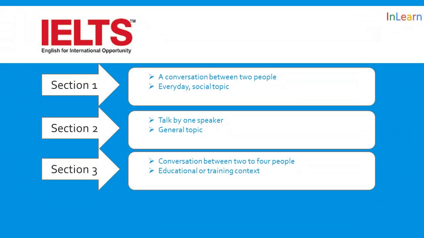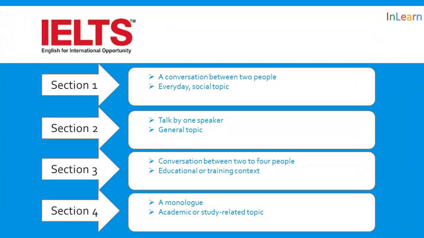Section 3. This is a conversation between 2 to 4 people in an educational or training context. This means that you listen to up to 4 people talking to each other about an assignment for a course or an academic subject in a seminar, etc. Section 4. This is a monologue on an academic or study-related topic. This means you will listen to a person give a lecture or talk, which is focused academically.